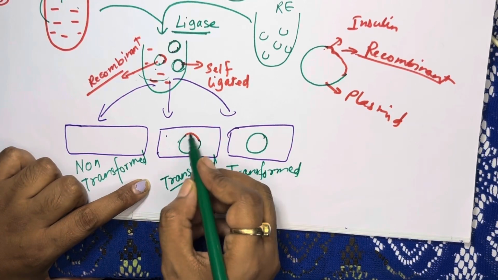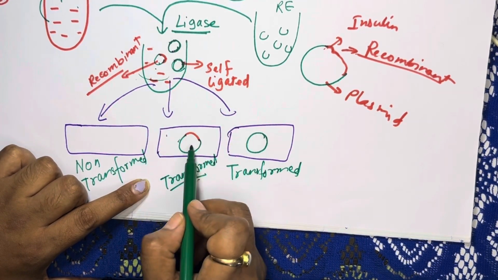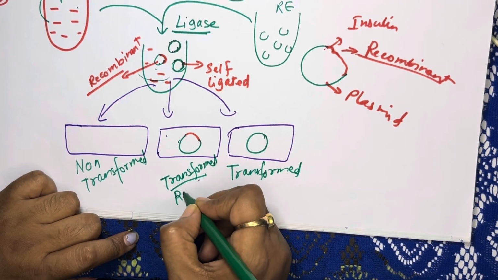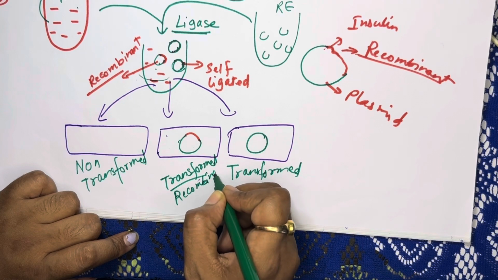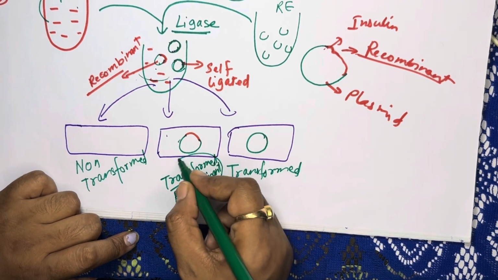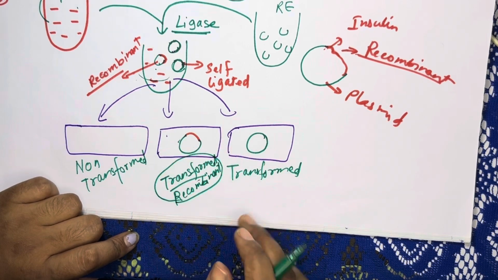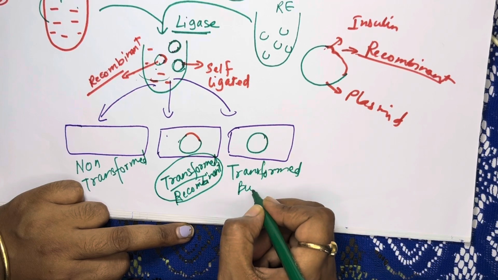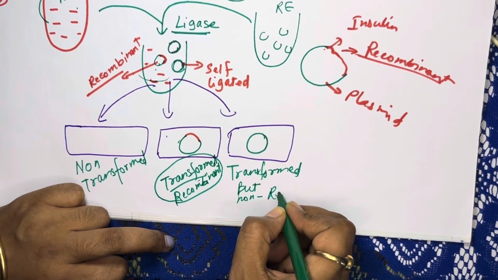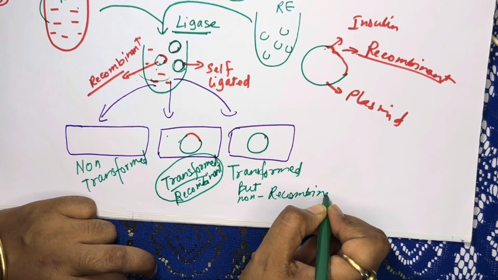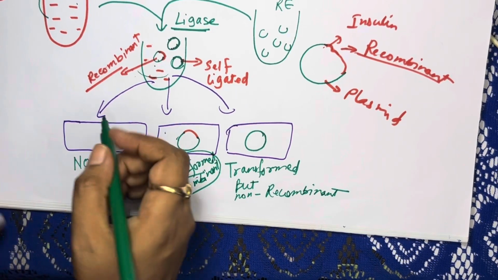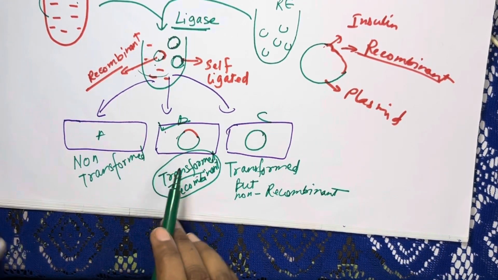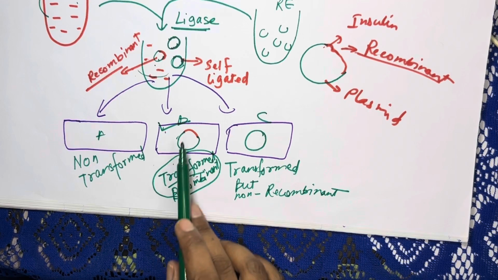When the perfect one occurs, that means when the recombinant molecule enters the host, it will be called transformed recombinant. Transformed and also recombinant, because it has the recombinant molecule. And if the self-ligated one enters, it will be called transformed but non-recombinant. Now which one out of A, B and C is our requirement? Only B, because B is transformed and also recombinant. So we will need B.